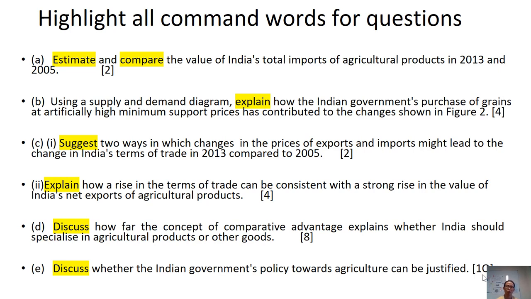These are the higher order skills questions that require some kind of discussion, means you need to evaluate as well as to have a justified conclusion. Whereas if you look at question A, B, and C, these are all lower order skills type of questions where you are not required to give a justified conclusion at the end. So these are basically all the questions in this particular case study.